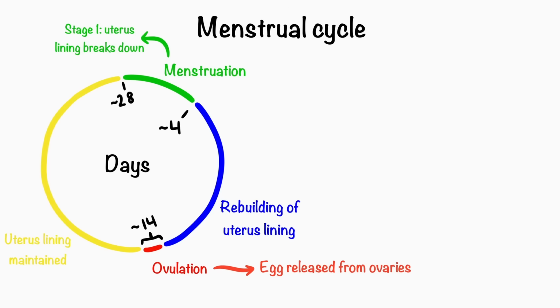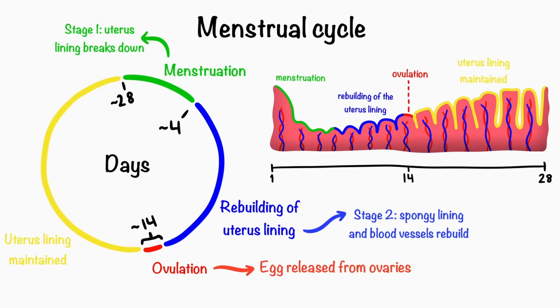Stage 1 is menstruation, where the uterus lining breaks down for about 4 days. Stage 2 involves the rebuilding of the uterus lining. From day 4 to day 14, a thick spongy layer full of blood vessels forms, ready to receive a fertilized egg. Stage 3 occurs around day 14, when an egg develops and is released from the ovary.